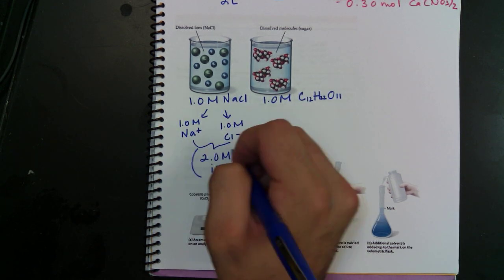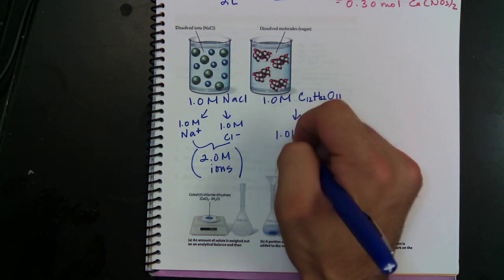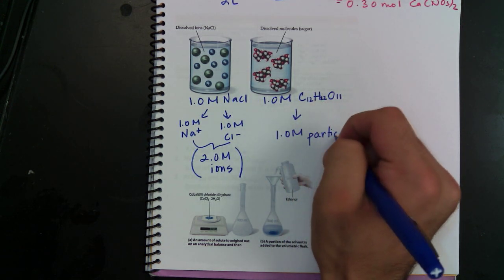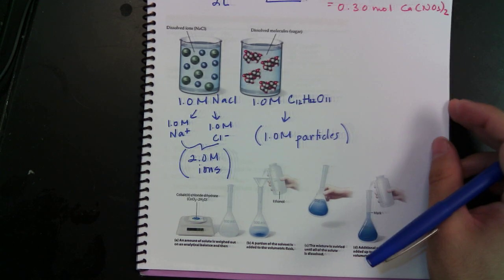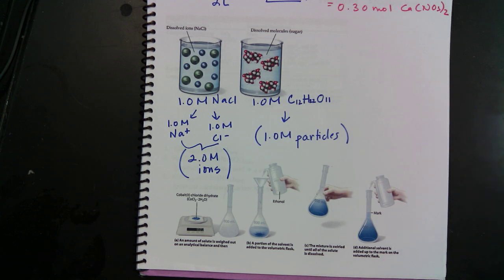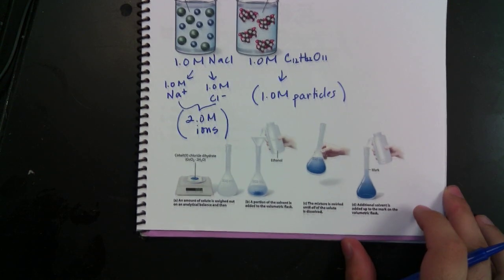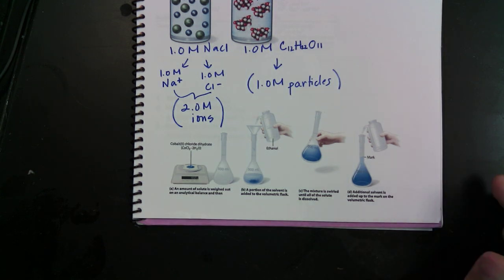Or the concentration of ions is 2 molar. Where for the sugar, the concentration is still 1.0 molar of particles, and it's molecules there, not ions. So it's different for ionic and covalent substances. The ionic things will break up into ions, and the total concentration of ions is just a multiple of how many ions there are. The last thing that we looked at was actually just making a solution and the steps that are required to make a solution.